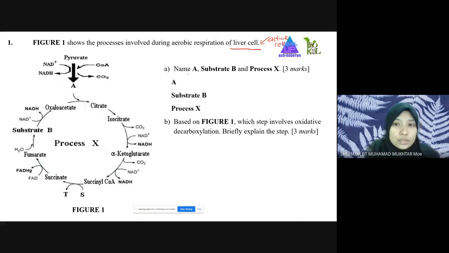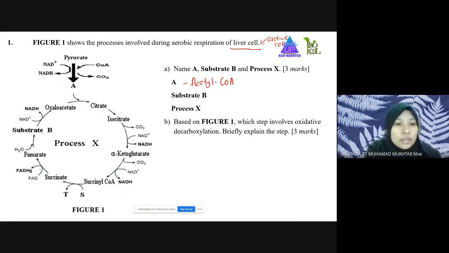So first question, name A, substrate B and process X. So A, we have A here from pyruvate undergo something and then we got A, and then A enters Krebs cycle. So A is actually acetyl-CoA. So make sure you put the dash as well. Okay, acetyl-CoA.